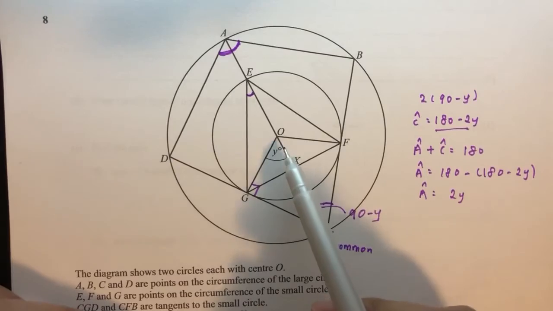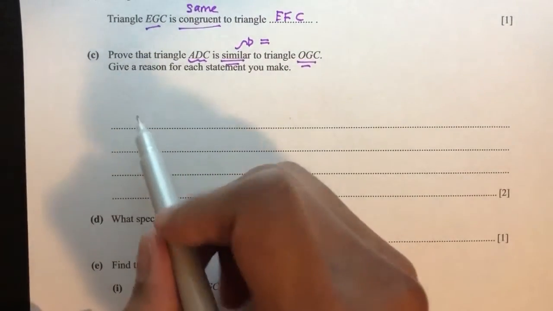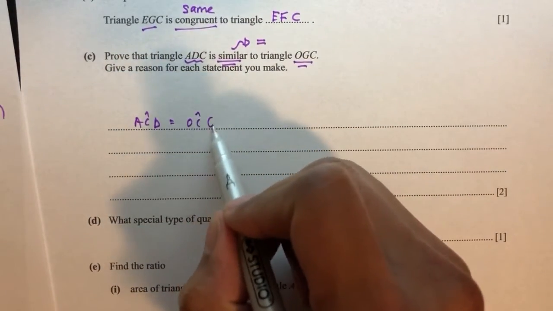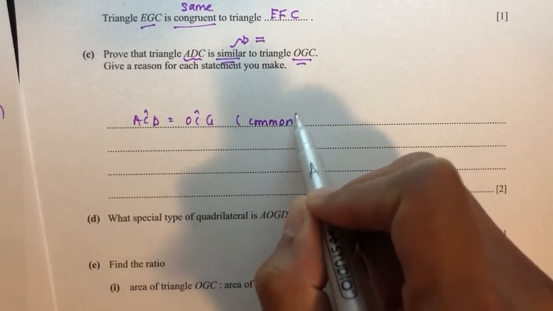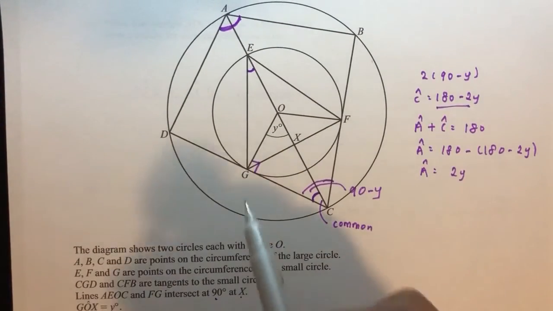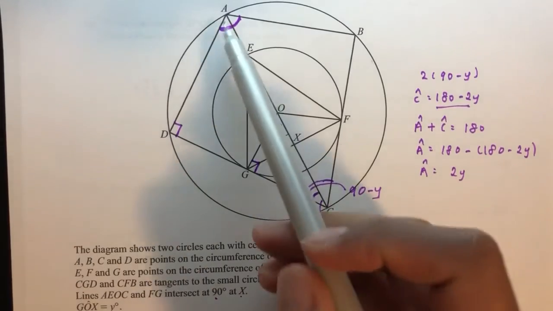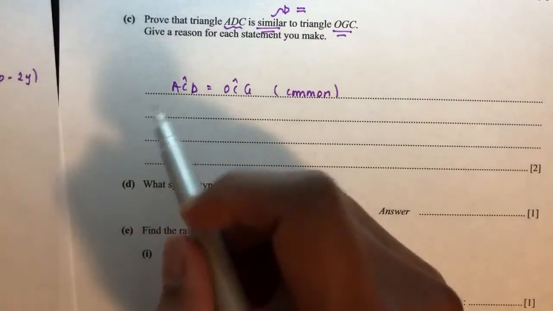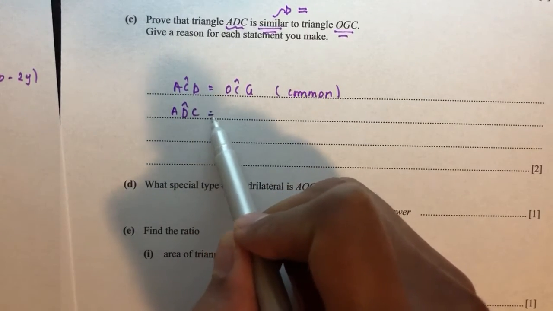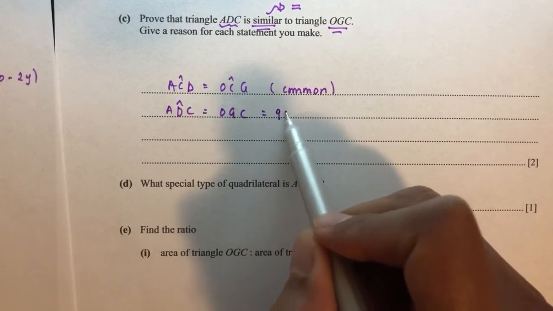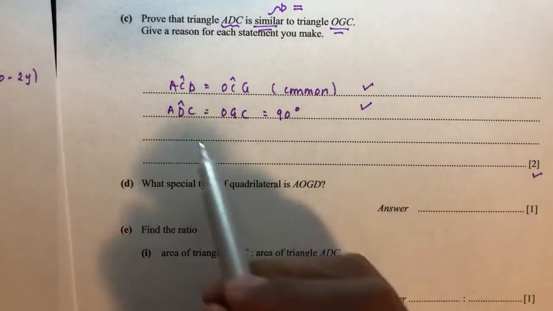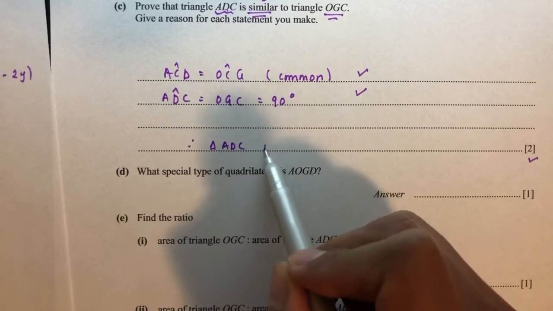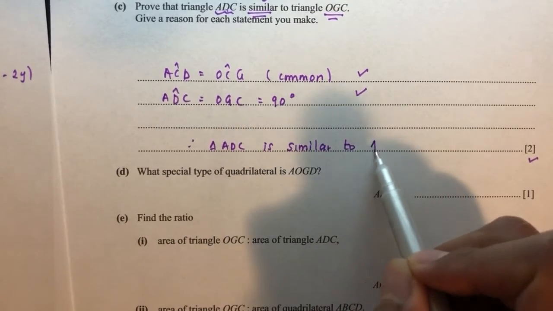So we write this down: angle ACD equals angle OCG, because they are common in both triangles, the same angle. And the other one is angle, this is 90, this is also 90. The reason is that the angle in a semicircle over a diameter is 90. So these two are the same. Let's write down angle ADC is equal to angle OGC equal to 90. When we prove two angles are the same, the third one will be the same as well. So now we can write that they are similar triangles. Triangle ADC is similar to triangle OGC.